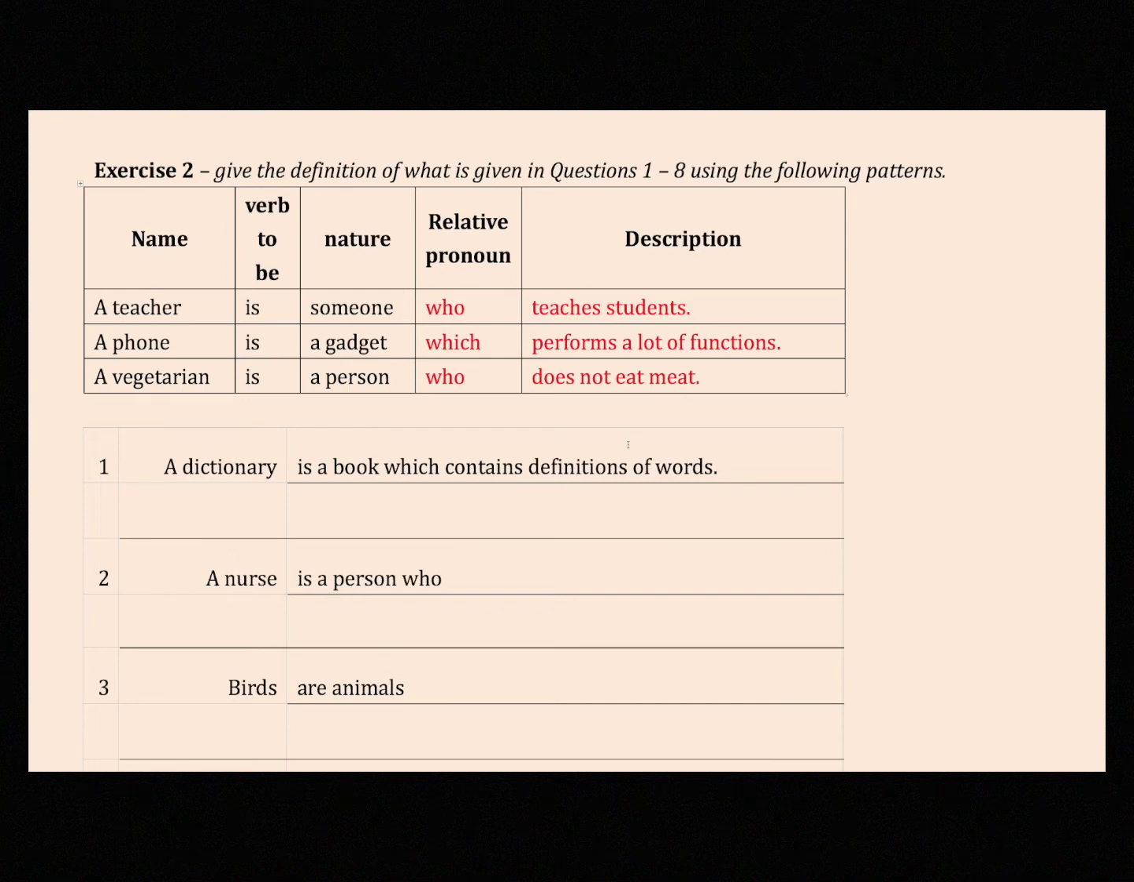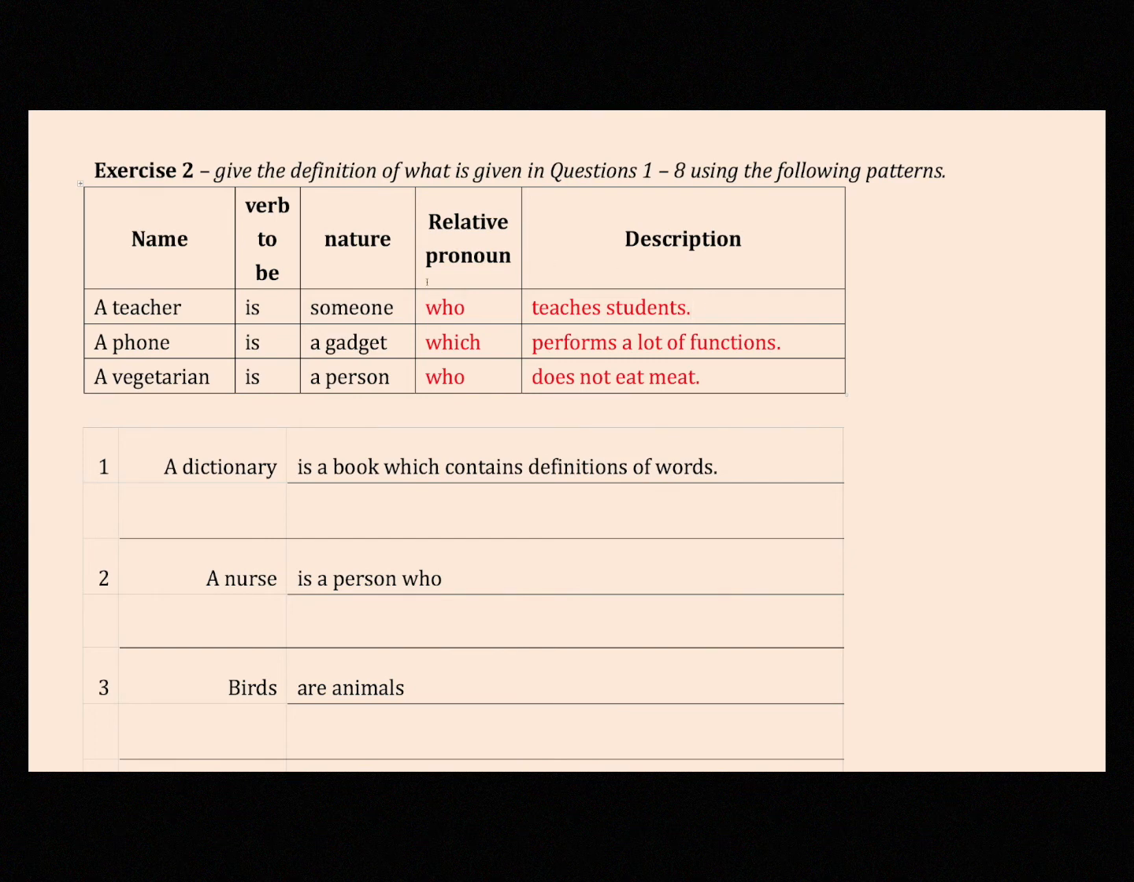After looking at how to combine sentences using relative clauses, now we're going to talk about how we can make sentences using relative clauses. As in the examples here, the first one, a teacher. A teacher is someone. Okay, who is that someone? What is so special about that someone? That is, a teacher is someone who teaches students.